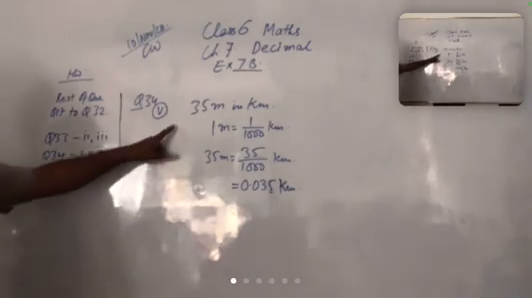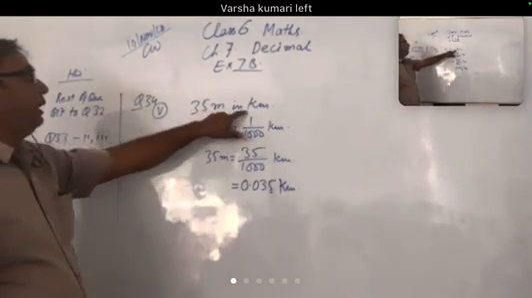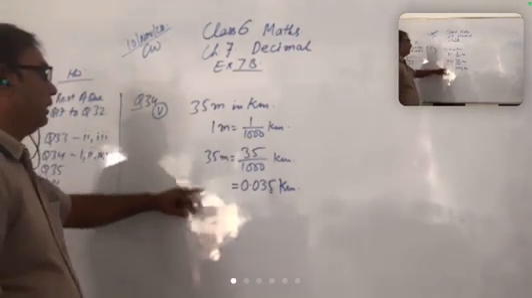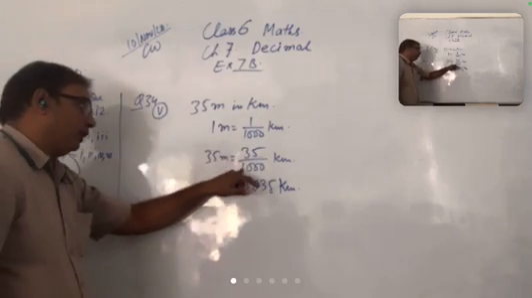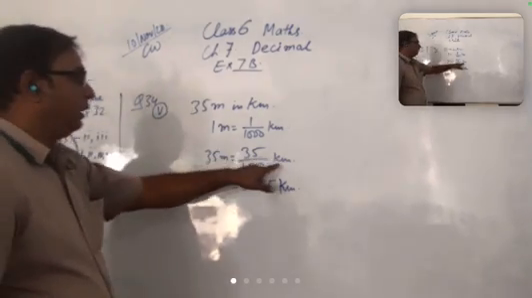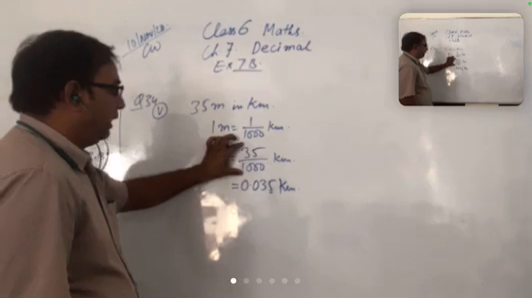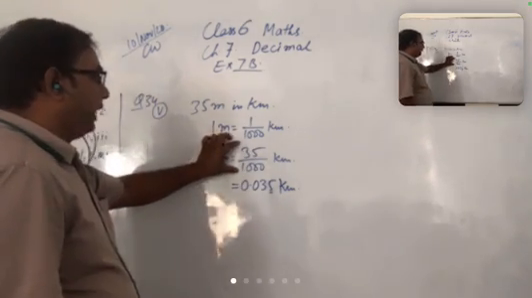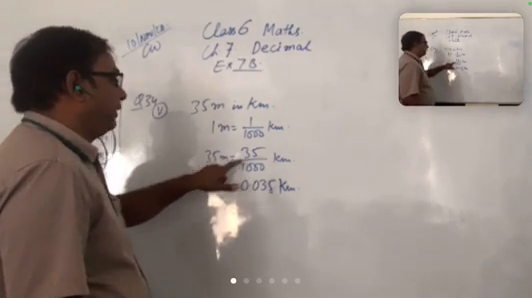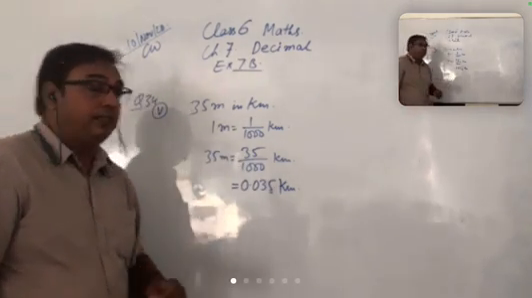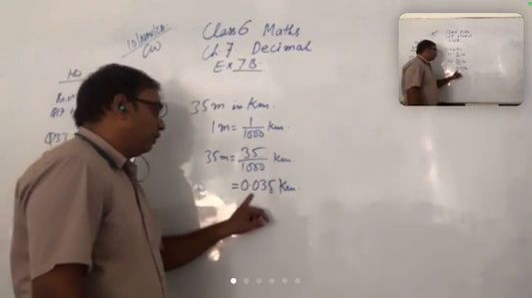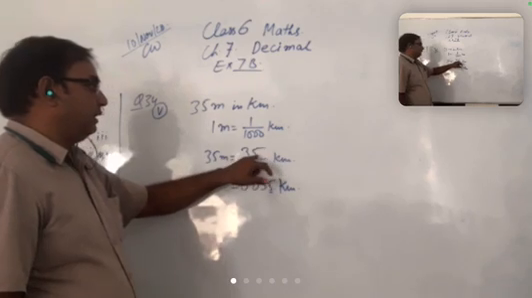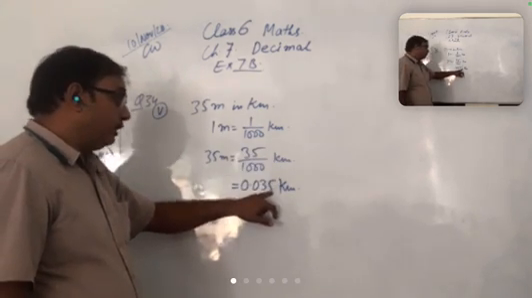Clear? 35 meter in kilometer. We know that 1 meter is equal to 1 upon 1000 kilometer. So 35 meter is equal to 35 upon 1000 kilometer. But the actual or right pronunciation is 35,000. So we can write like this. Make the last digit the 5 at the thousandth place.